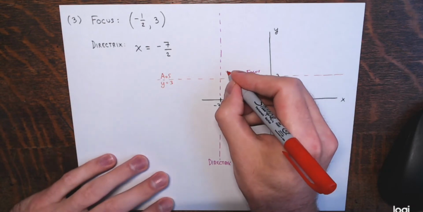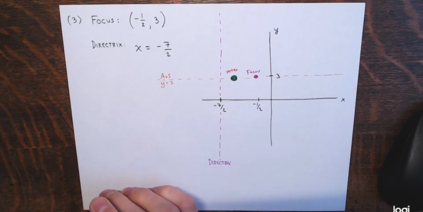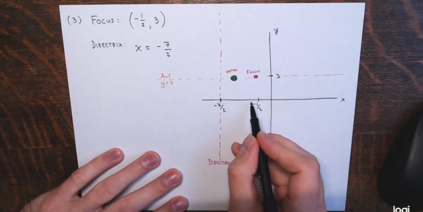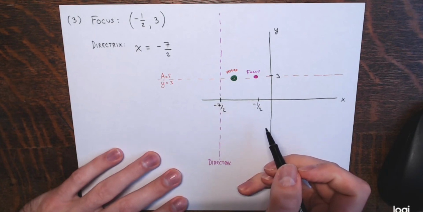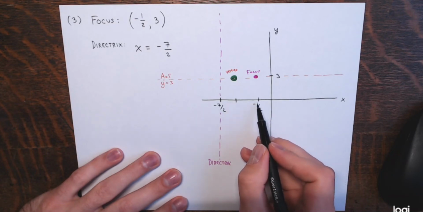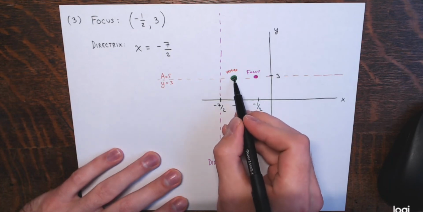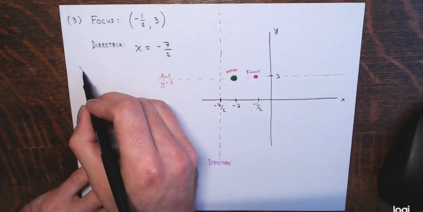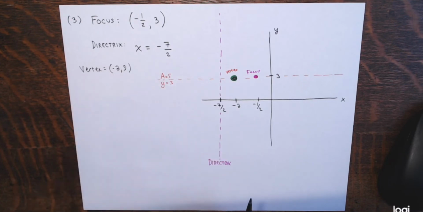You just do some averages here. You just say, hey, what's halfway between negative 1 half and negative 7 halves? Well, that's a distance of negative 6 halves, right? It's a distance of 3, so 1.5 in between. So negative half minus 1.5 would be negative 2. So this is the point. The vertex is at negative 2, 3. All right. And there's your h and k.